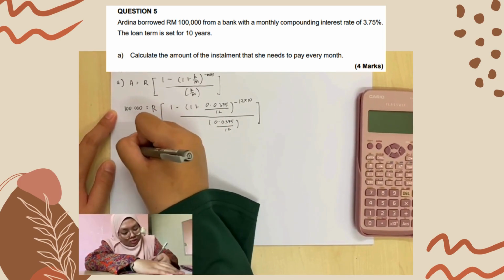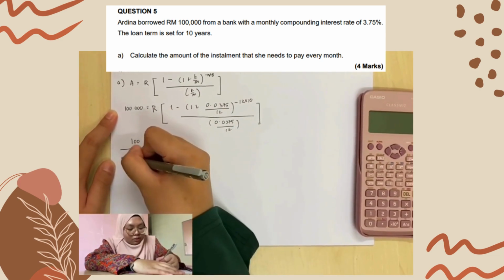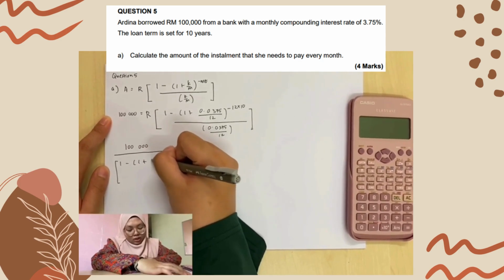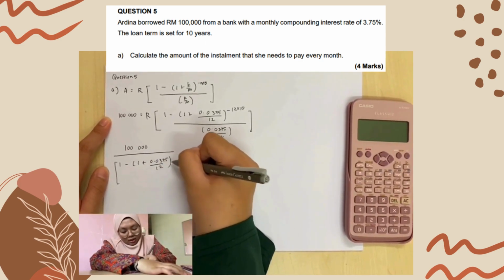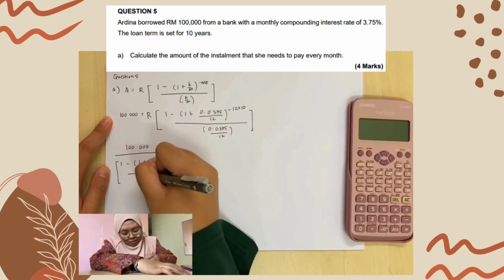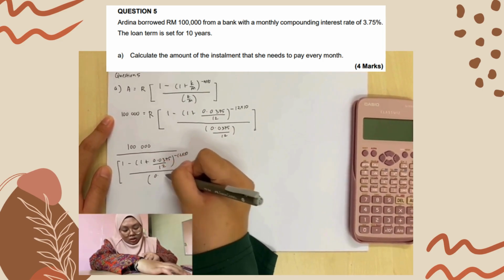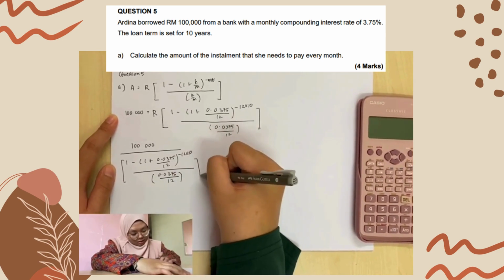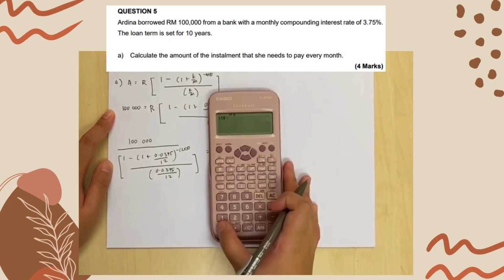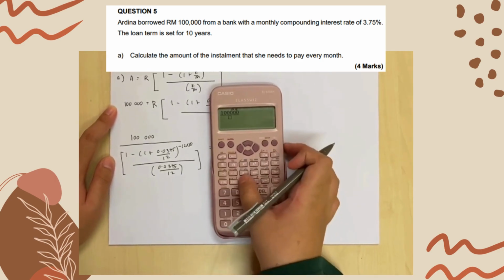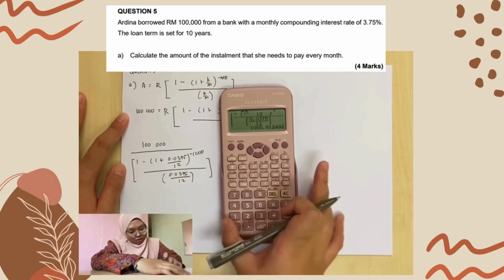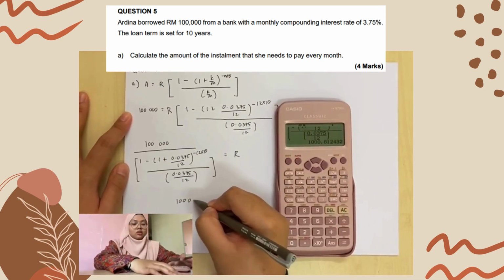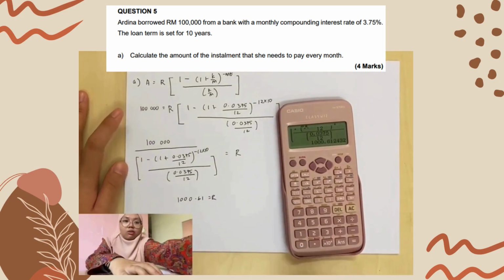So over 0.0375 over 12, and we close the bracket. Next, we need to move the equation beside the letter R to the left, which is it will be over the 1000. So we just use the calculator to solve this question. So here is the answer, 1061 ringgit. So that's it for question A. We move to question B.